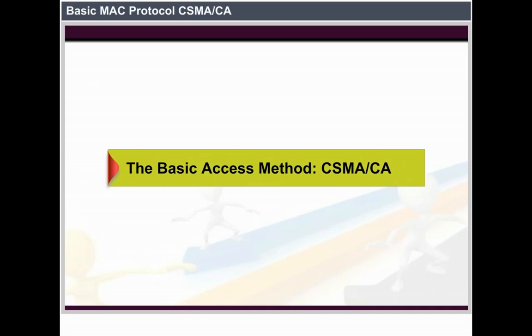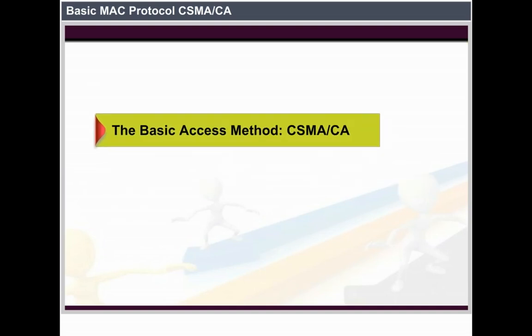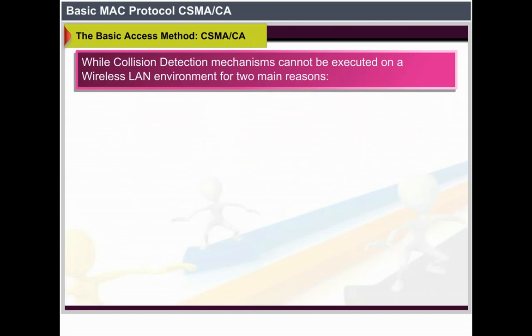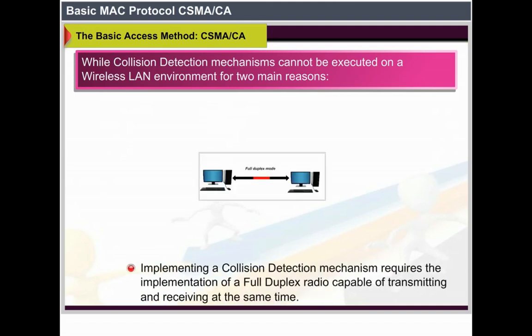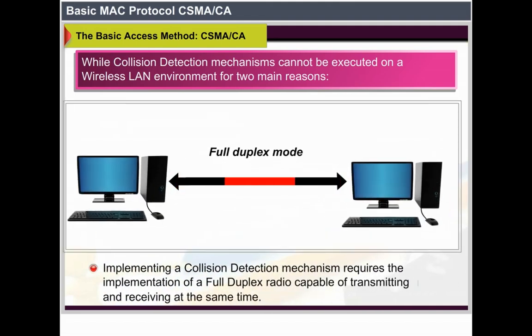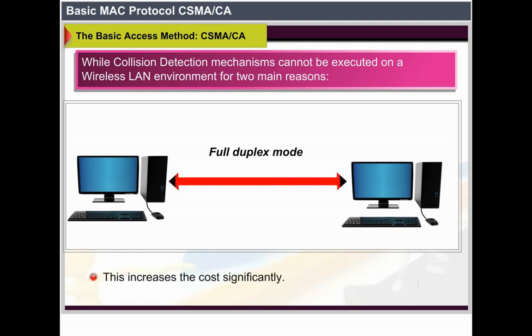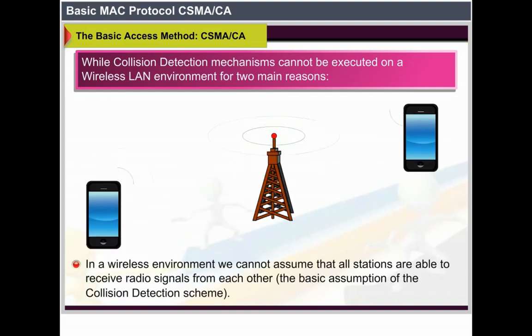The basic access method, CSMA/CA. Collision detection mechanisms cannot be used in a wireless LAN environment for two main reasons. Implementing a collision detection mechanism requires a full duplex radio capable of transmitting and receiving at the same time, which increases the cost significantly. In a wireless environment, we cannot assume that all stations will be able to receive radio signals from each other, which is the basic assumption of the collision detection scheme.